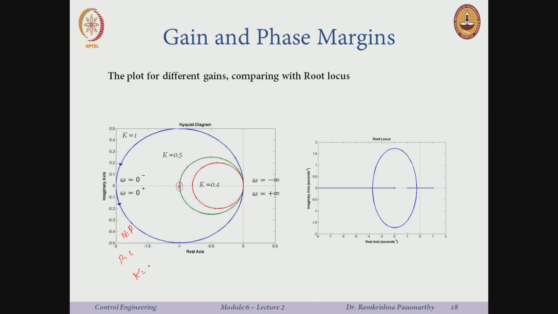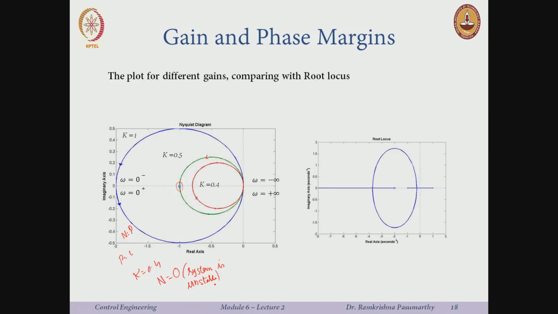k equal to 0.4, what happens? For k equal to 0.4, what is the number of encirclements of minus 1 plus j 0? If I take this direction, there is no encirclement of minus 1 plus j 0. So, N equal to 0, therefore, the system is unstable. Okay, what is happening here?